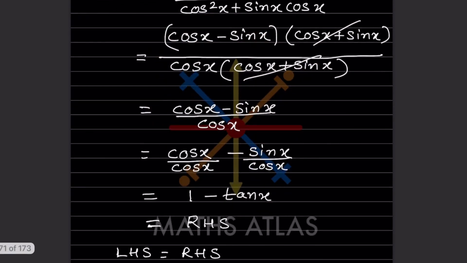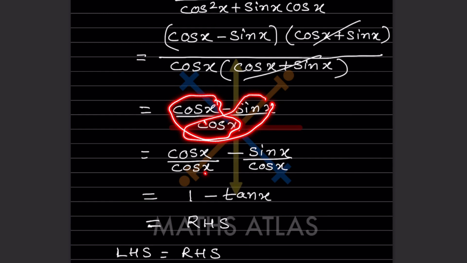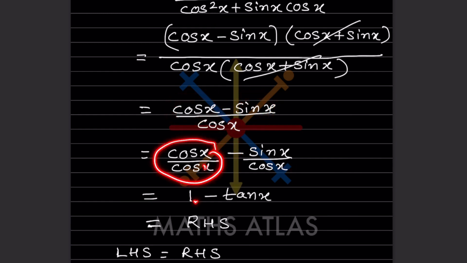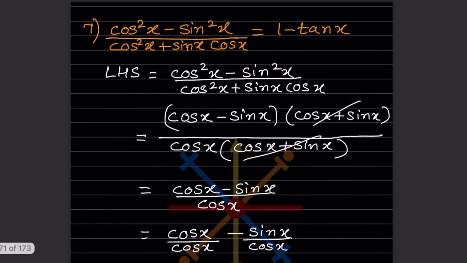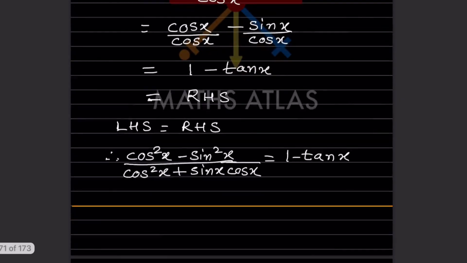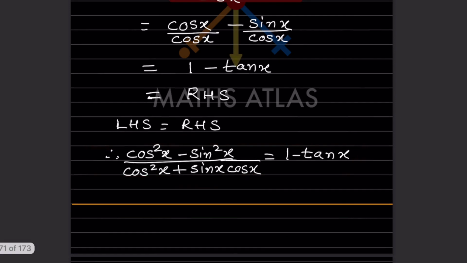Now you can separate it, cos x by this one, and this will be like this. So cos x by cos x minus sin x by cos x. Cos x by cos x will be 1 and sin x by cos x is tan x. So that is what they asked. That is the RHS. So LHS is RHS, and this is proved.